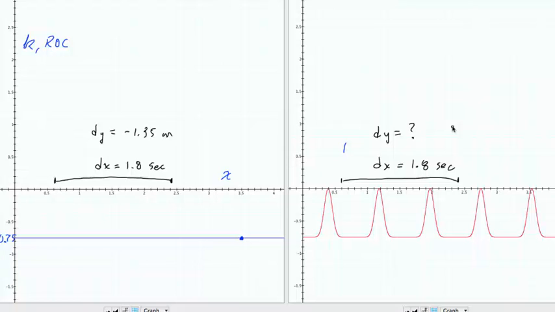Less negative, because some of the time it's going down at a slower rate, right? So in between hands, the flag slows down momentarily. So we expect a smaller total decrease, or a smaller negative value for dy for how much the height comes down. So can we use k dx?